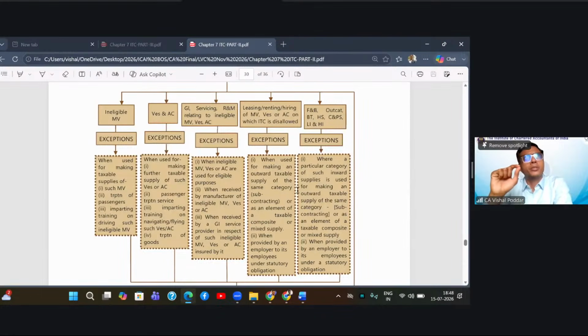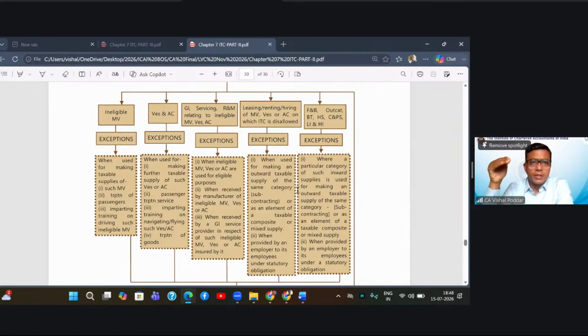What is the standard exception? If I'm not allowing you ITC of that particular inward supply, let us say the first item is motor car. So if you are purchasing a motor car, if you are purchasing a two-wheeler, I will not allow you ITC because it is blocked as per 17.5 clause A. However, what is the standard exception to this? That is when I will allow you ITC even for that motor car or for that bike when you have used that motor car or that bike for providing your outward supply.